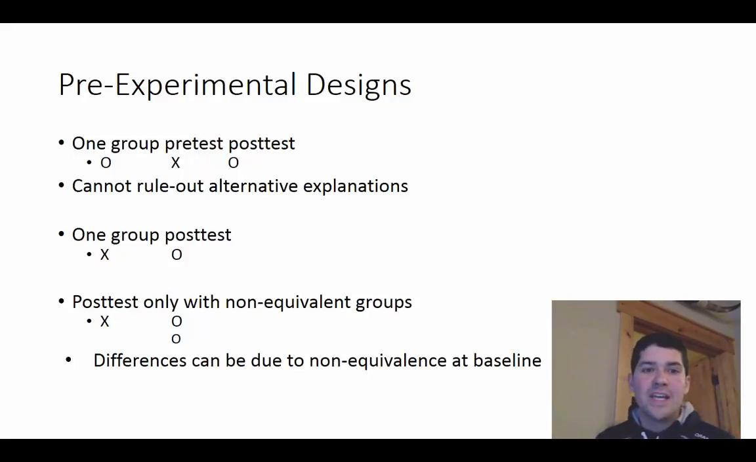With the one group pre-test, post-test, you have an observation, you do an intervention, and then you have another observation. You can see the second one, or one group post-test. If you're worried that sensitizing might be an issue, you might just implement the intervention and then do an observation afterwards. Part of the problem with this one is that because you don't have a baseline, you don't know whether anything you observed at your post-test observation is a result of changes that occurred from the intervention, because you don't have a pre-test that you can compare the post-test to.